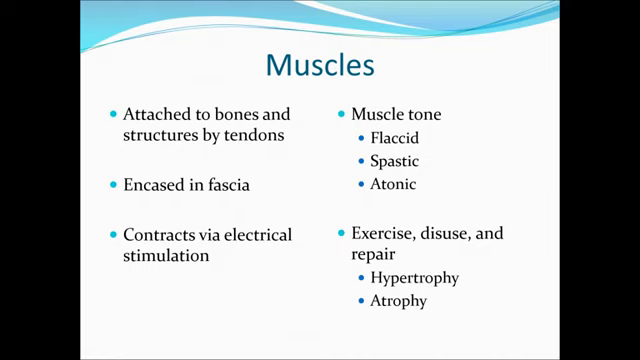Muscles are attached to the bones and structures by tendons. Muscles are encased in fascia, and the contraction occurs via electrical stimulation. So when we're thinking about assessing muscle tone, we typically will describe that as either flaccid, spastic, so you have kind of spasms, and atonic, which is a normal bone.